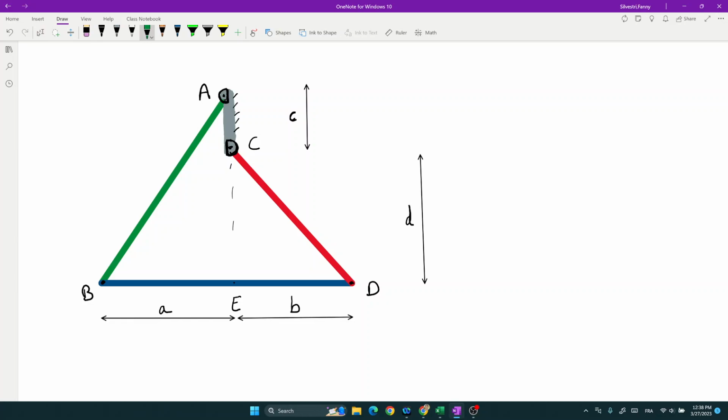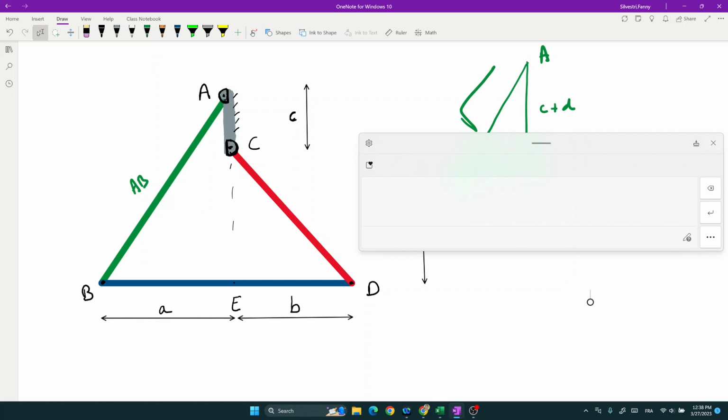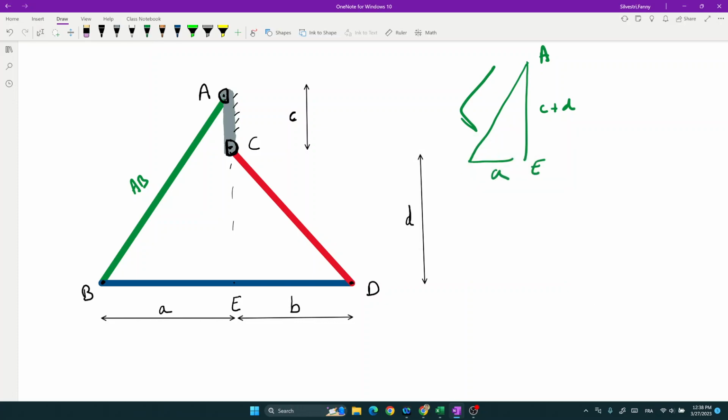So can we find AB? Yes, we can find AB in the triangle A, B, E. We know that this distance is A, and we know that the vertical distance from A to E will be C plus D. So this one will be the square root of A squared plus (C plus D) squared.